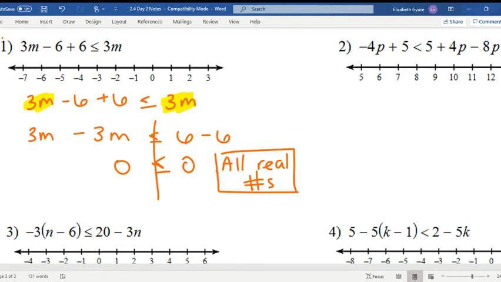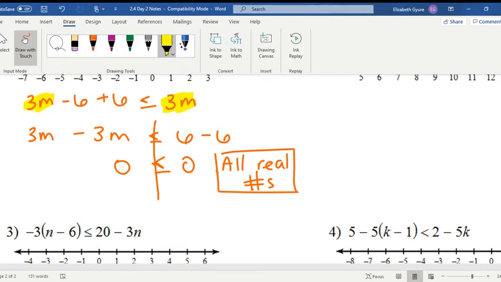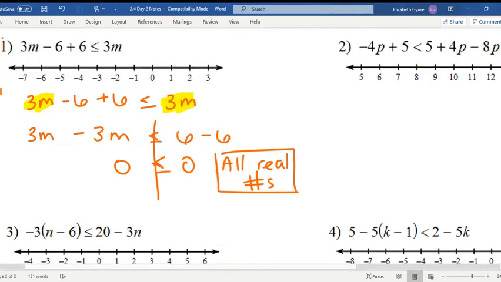And if it's all real numbers, everything works, right? Yeah, so if everything works, we can shade our whole line. Look how pretty it is.